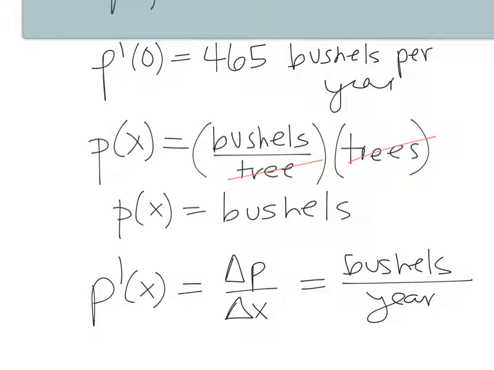It's a little bit complicated, but sometimes you just have to think about it reasonably. If we're talking about the instantaneous rate of change of the total yield, it's going to be in bushels, and we're talking about years, so it's bushels per year. Try not to overcomplicate things. This one does make sense, I think.